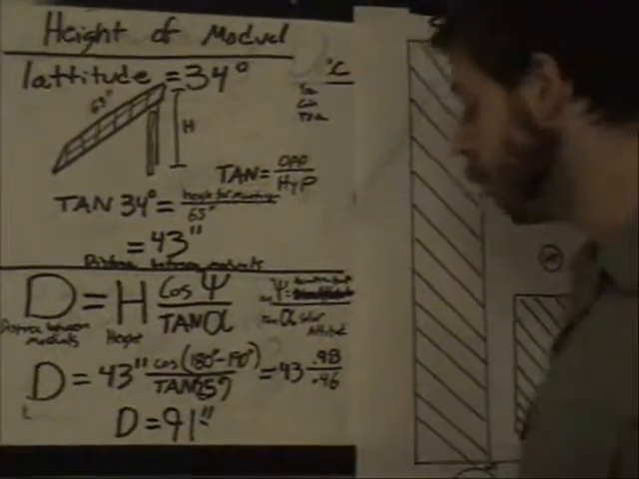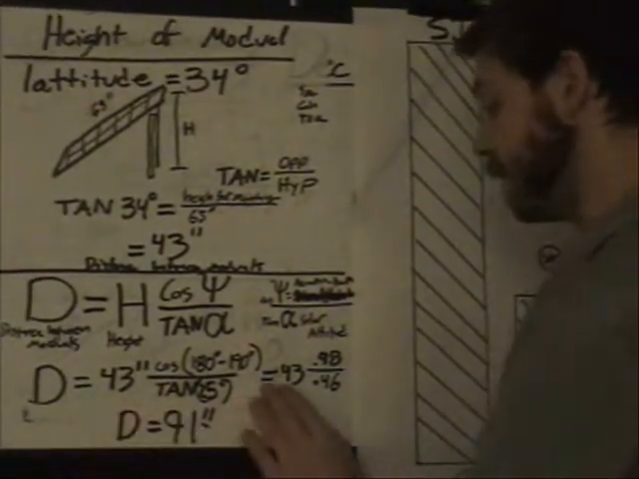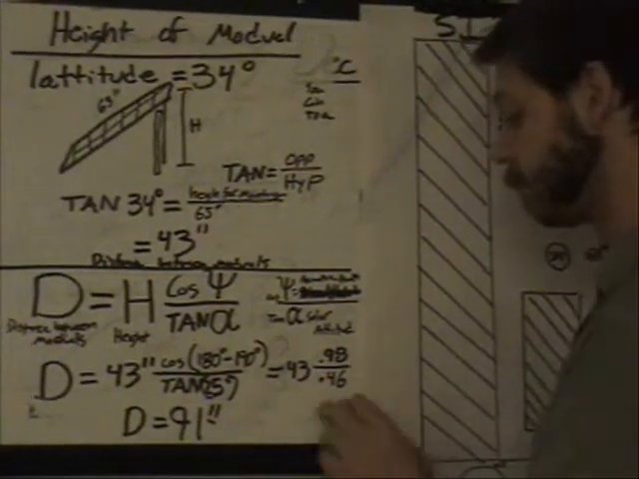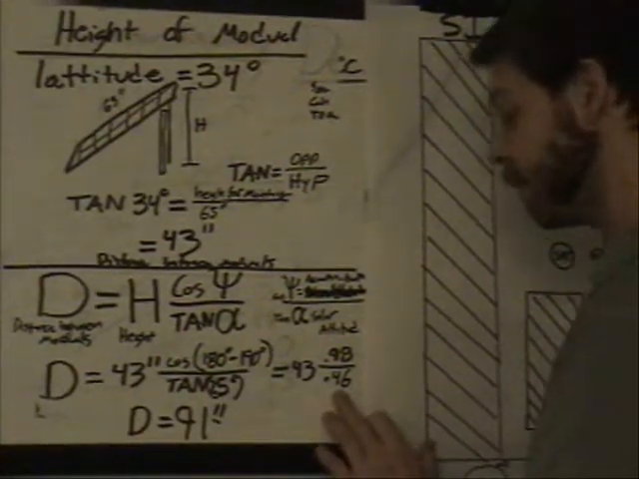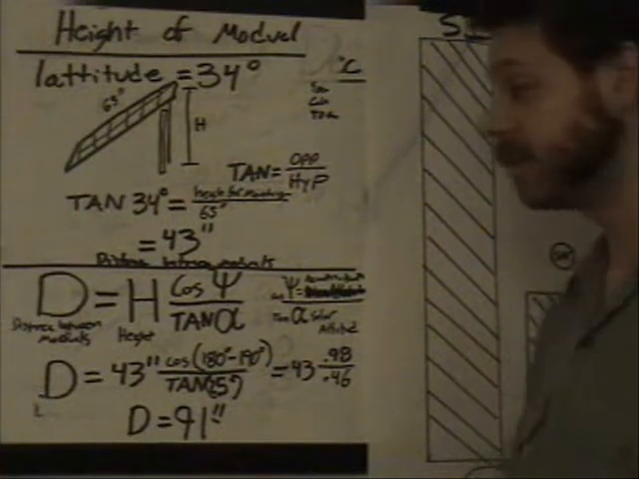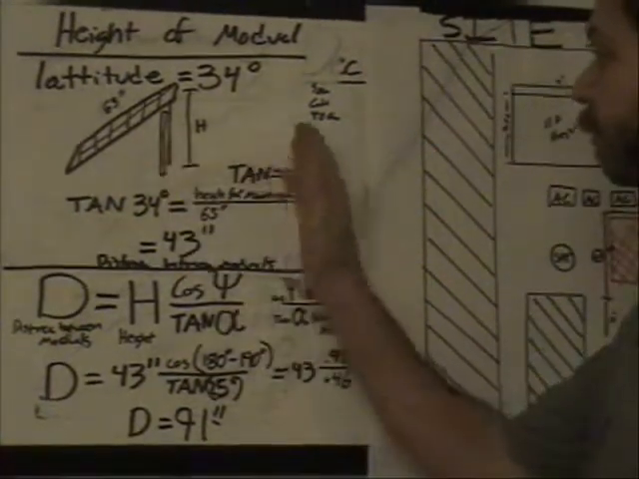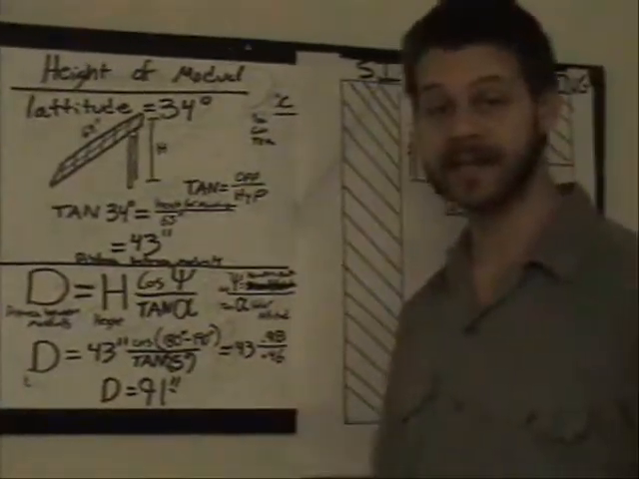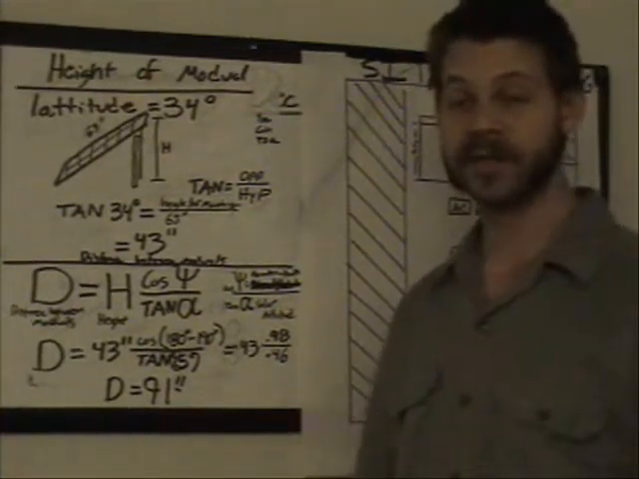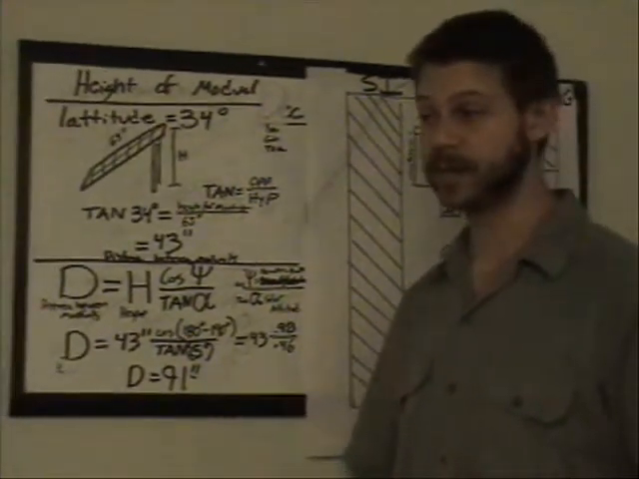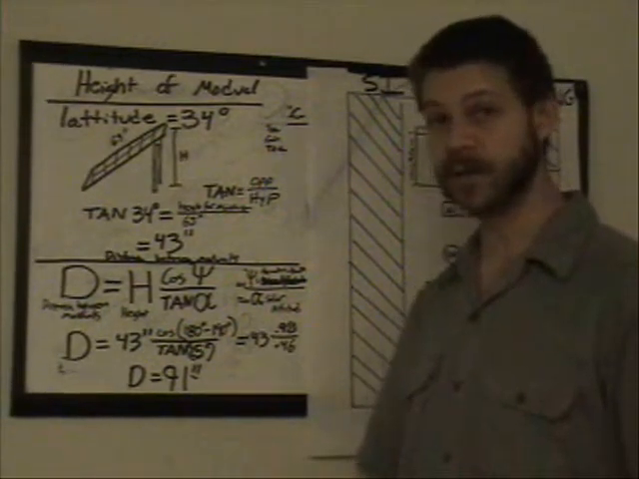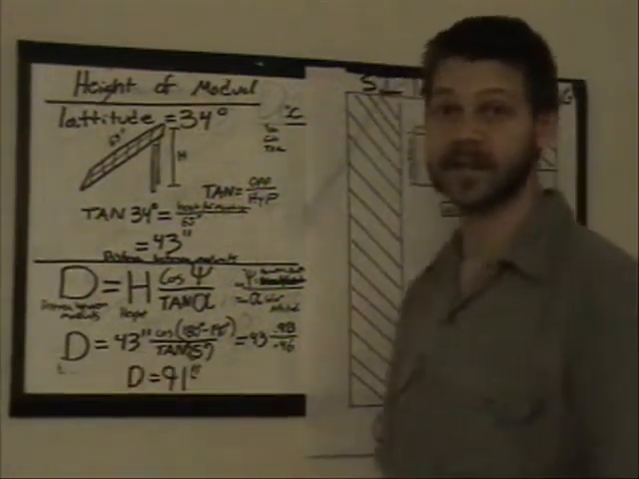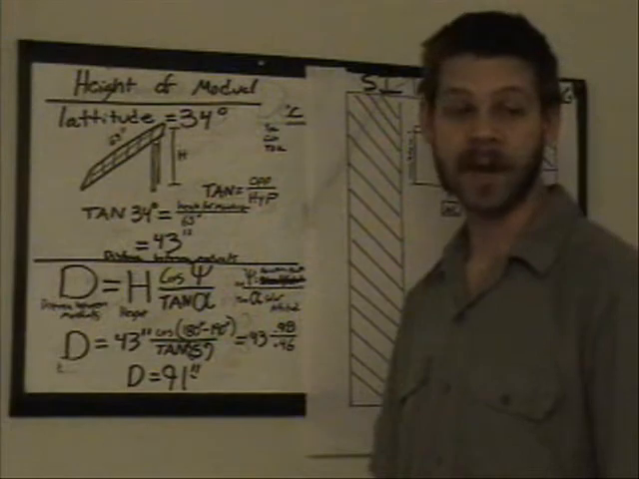It's 25 degrees. Okay, so the distance between modules has to equal 43 inches multiplied by the cosine of 10 degrees, which is 0.98, over the tangent of 25 degrees, which is 0.46, and then equals 91 inches. That is actually the distance you will have from the back of this module to the front of the next module. There's a rule of thumb, it's 3 times the height, and that's a good rule to use. If you're doing larger commercial projects where space is really close, or you want to get really close, put as many modules as you can and measure an exact distance. This is going to give you that exact distance that will give you 0 inter-row shading.